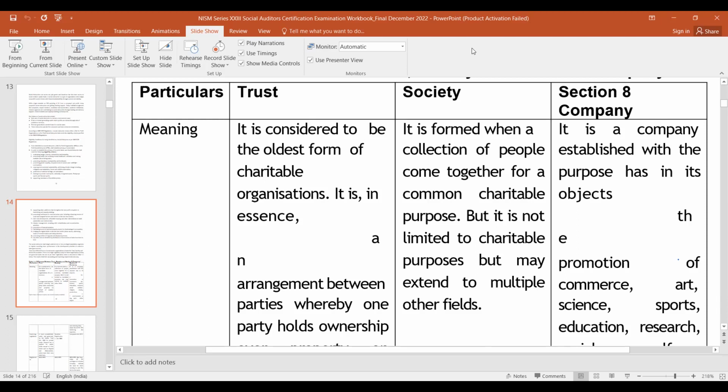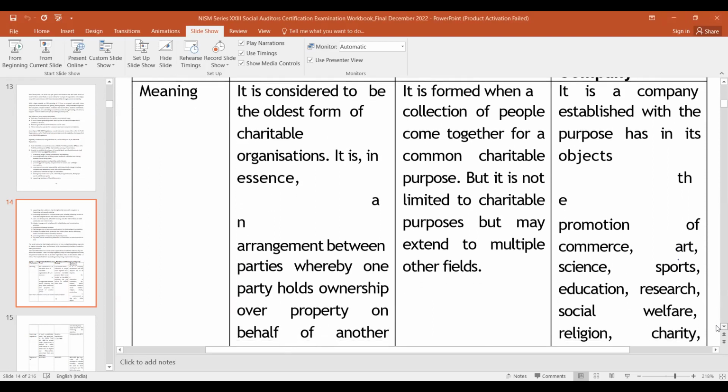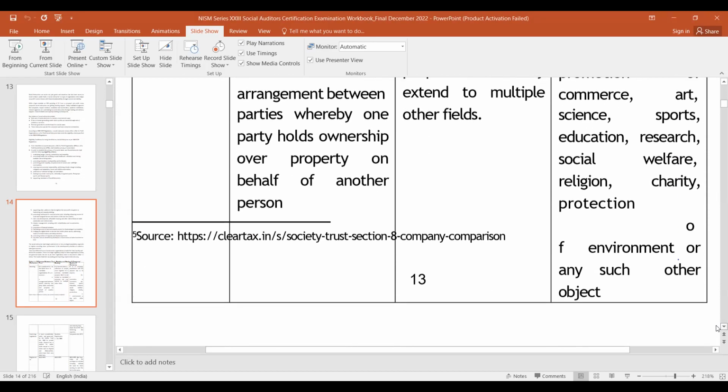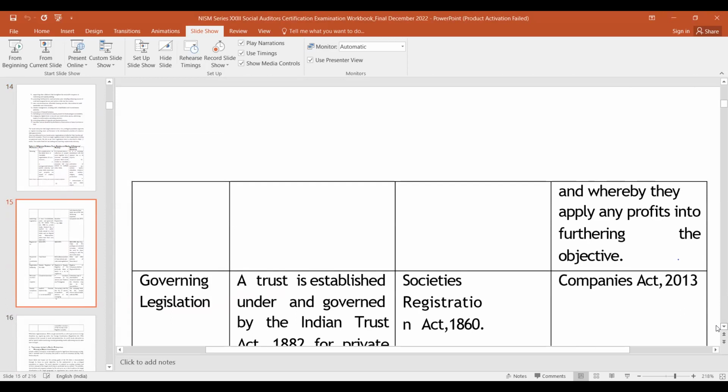Now, what is this society? It is formed when a collection of people come together for a common charitable purpose, but it is not limited to charitable purpose, and may extend to multiple other fields also. Now, the Section 8 company. Section 8 company is basically for the promotion of commerce, arts, science, sports, education, research, social welfare, religion, charity, protection of environment, and such other objects.